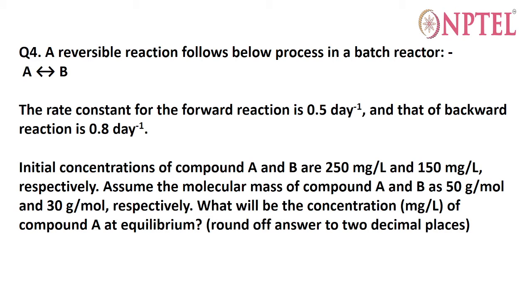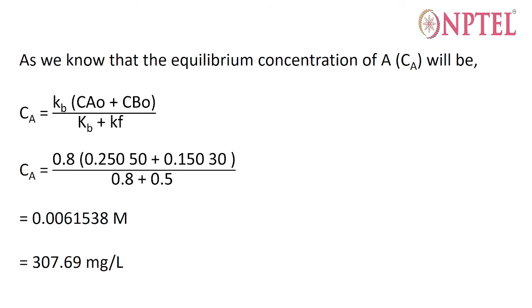So let's go to the solution here. The answer is 307.69, and this is the solution. So I'll again request everyone to go through the lectures. You will get how I got this equation. So CA is the concentration after it has reached equilibrium, and this is the K, the backward rate constant, then the forward rate constant, then the concentration of the initial one.